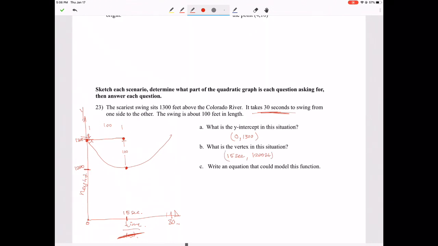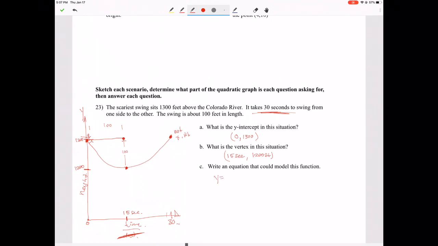And write an equation that could model this function. So, once we know what the vertex is, this is our point. Other points are not x-intercepts. This graph never will cross the x-axis. So for this problem, you have to use vertex form.